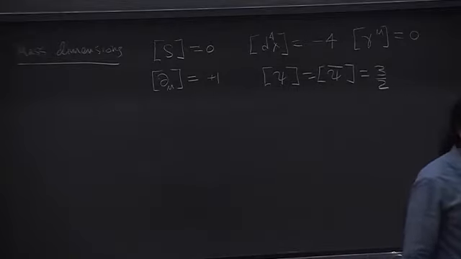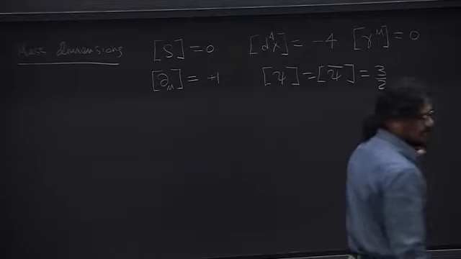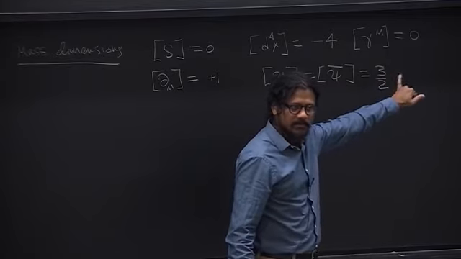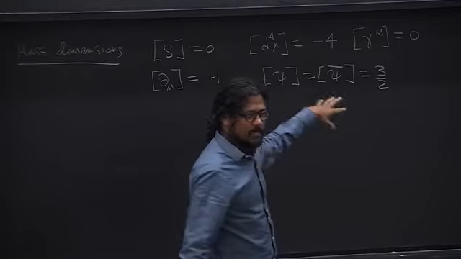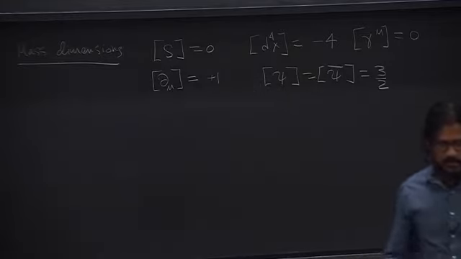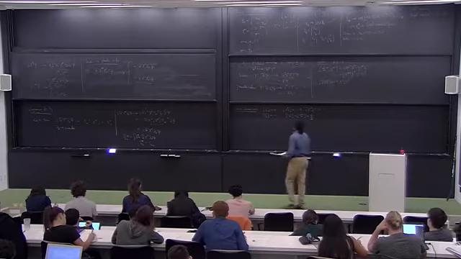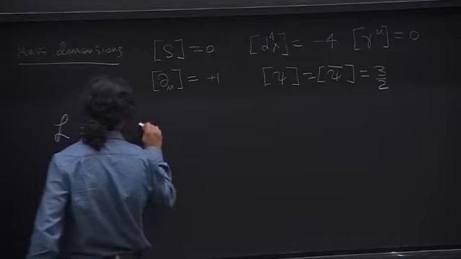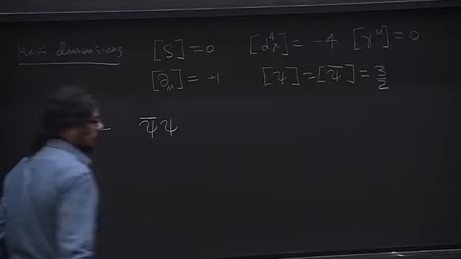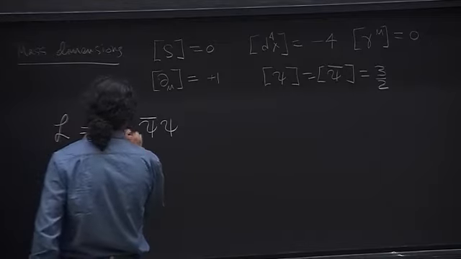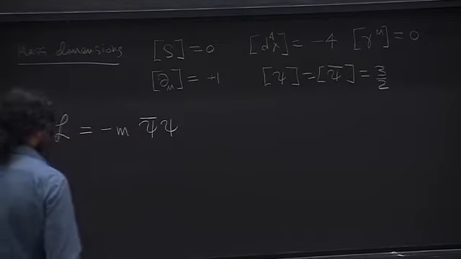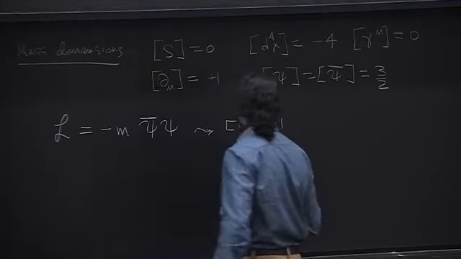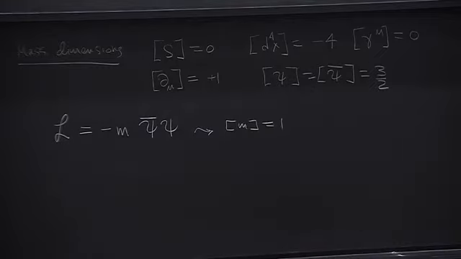This is a dimension-dependent statement, meaning that in 4 dimensions this is 3/2. In higher dimensions it will be different. But using this argument, you can always figure out what the dimension is. So this means that if we write the mass term to be proportional to psi bar psi, with a coefficient which we call m, the dimension of m is fixed to be 1. Okay.